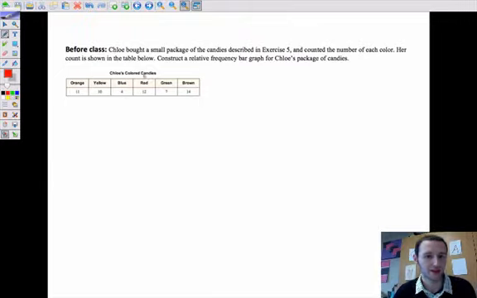So before class, you've got this problem. Chloe bought a small package of candies and counted the number of each color. Her count is shown in the table below. Construct a relative frequency bar graph for Chloe's package of candies. So using this information right here, just a hint, first you'll need to find the total number of candy so that you can find the relative frequencies of each one.